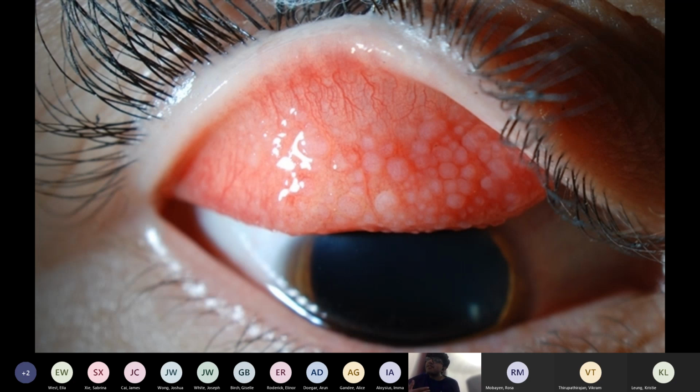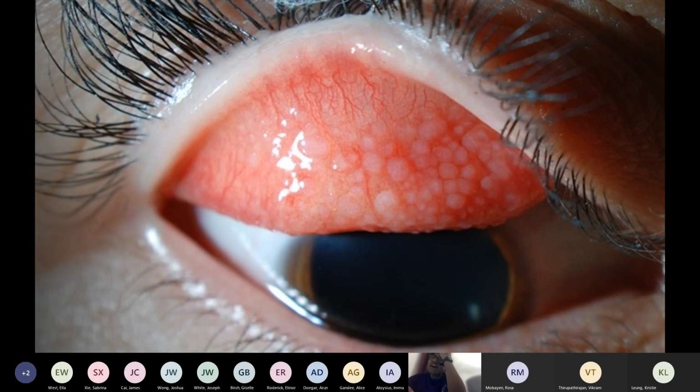So are these papillae or are these follicles? Battery's going. Okay, so James thinks they're palpebral follicles. Why do you say these are follicles? Just went for the 50-50, fair. So these are, you guessed correctly, these are follicles.